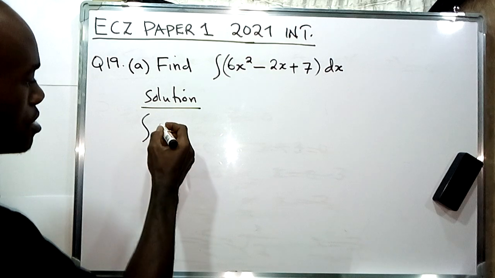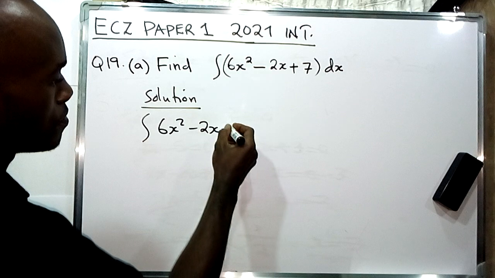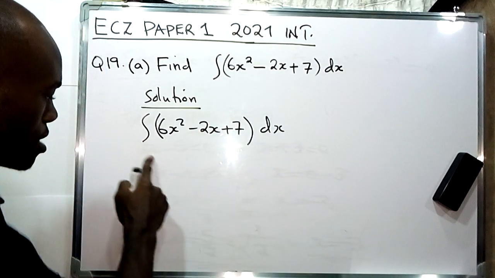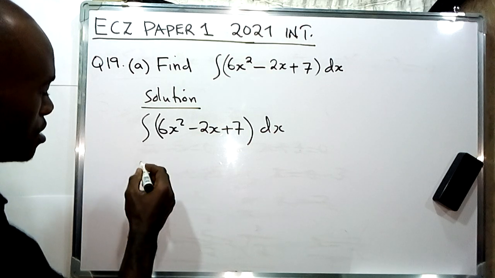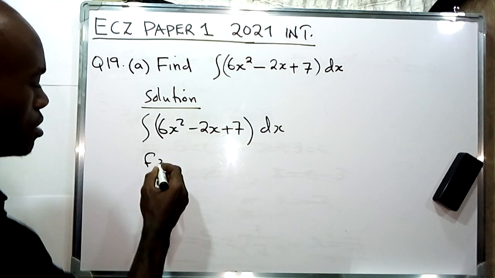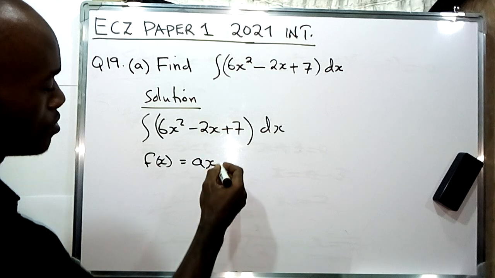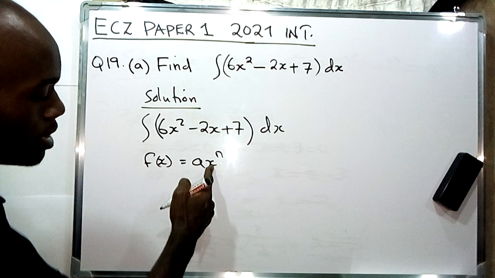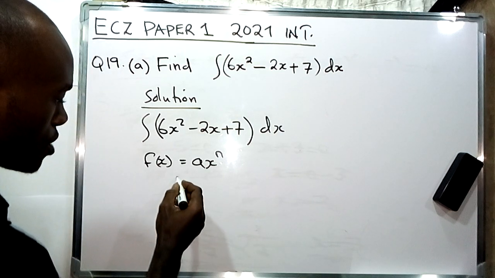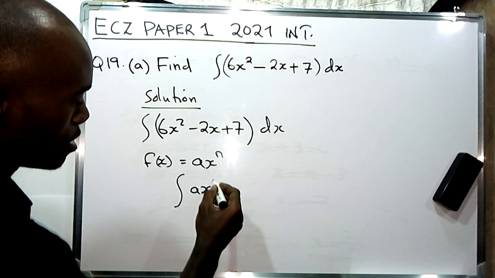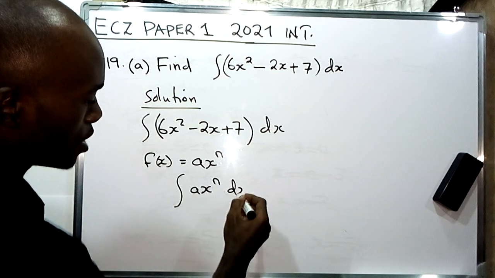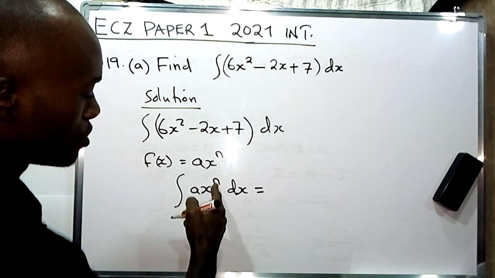Okay, so this is our question and we are integrating with respect to x. You recall that if you have been given a function, let's say f of x equal to a x to the power n, where a is the coefficient of x, x is the variable, and n is the exponent of this x. Integrating this simply means we're going to have something like this, which is our standard formula.